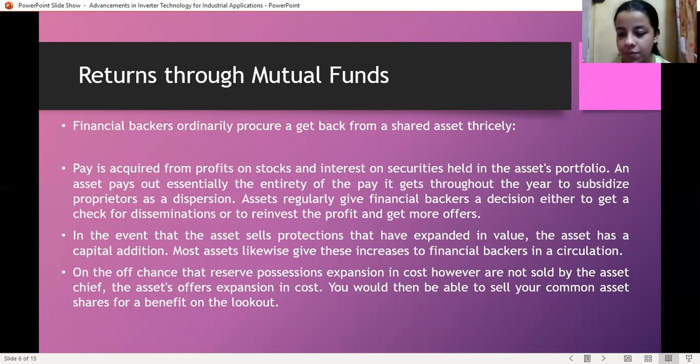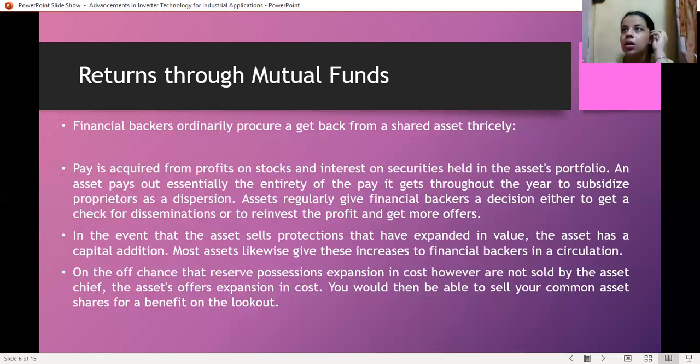A fund pays out essentially the entirety of the income it gets throughout the year to its owners as a distribution. Funds frequently offer investors a choice either to get a check for the distribution or to reinvest the income and get more shares. Okay. So whatever income is earned from the mutual fund through the year will be given at one time.